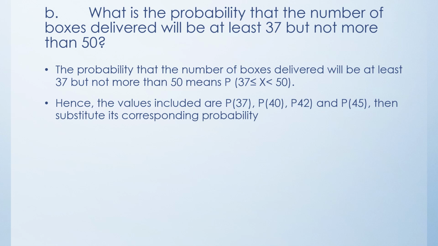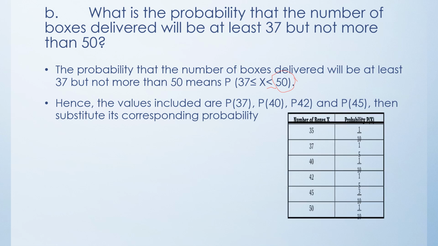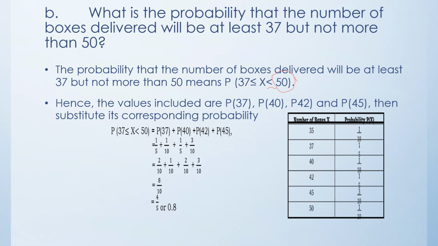Take note, probability of 50 is not included because we do not have an equal sign here. That's why 50 or probability of 50 is not included. Again, these are the given value and their probabilities. So the probability of x is less than 50 but greater than or equal to 37 are as follows.